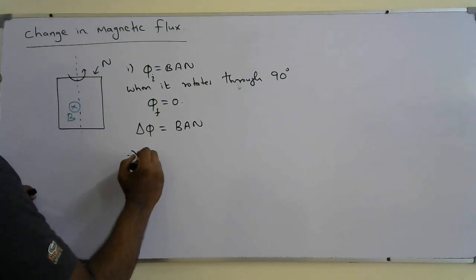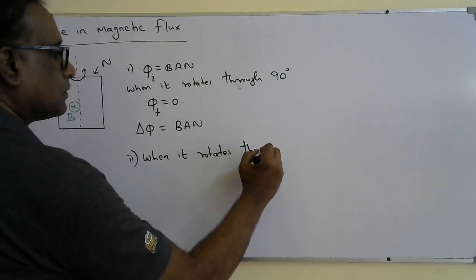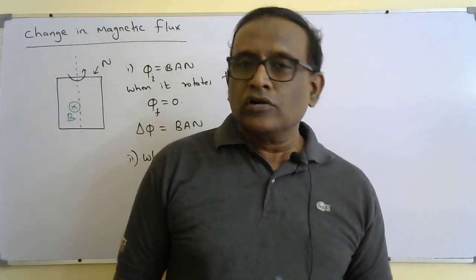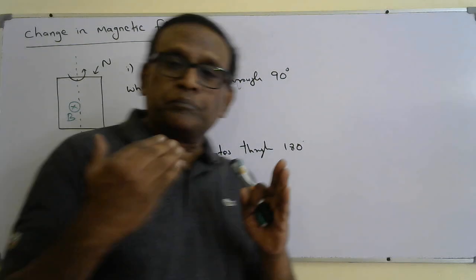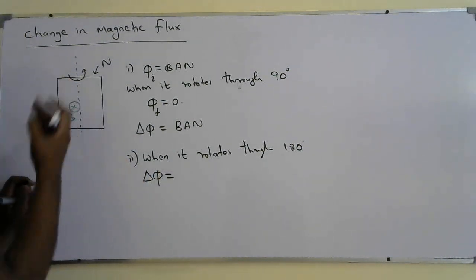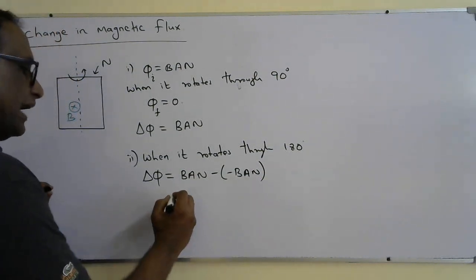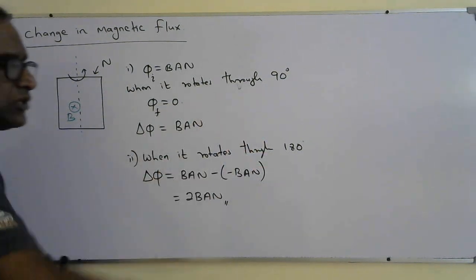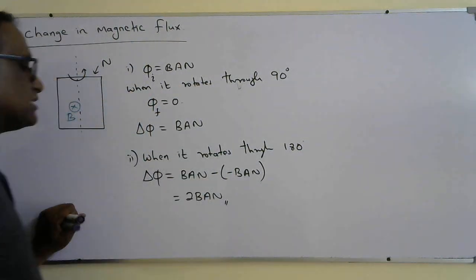Second one: when it rotates through 180 degrees from the initial position, what will happen? I already told you the actual flux means the dot product, but don't worry about vectors too much. So here the field lines are into the board, and the normal to the plane is also directed into the board. So the change in flux, when it has rotated through 180 degrees, we can say is B A n, that is the initial, minus minus B A n, because the direction is changing. Remember that 2 B A n is the change in flux when a coil rotates through 180 degrees. If you don't understand the dot product, don't worry about it. But remember that when a coil rotates through 180 degrees, the change in flux will be 2 times B A n.